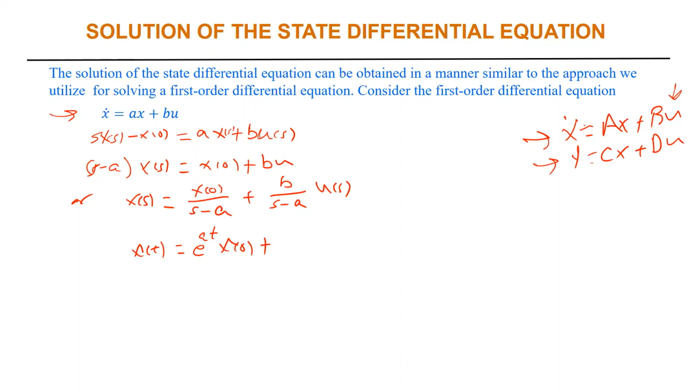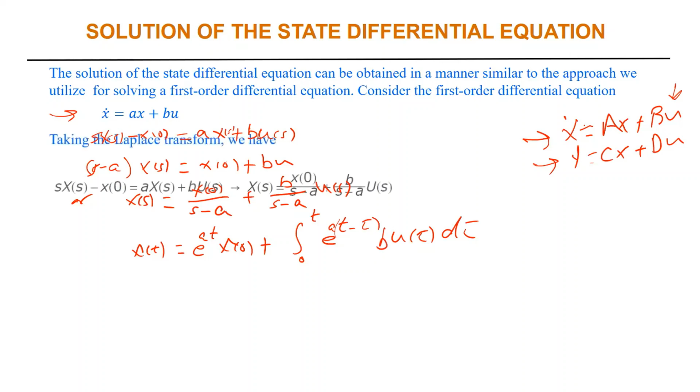But if we don't know it, in the time domain I will take the convolution, which is from 0 to t, e to the power A(t minus tau), U of tau, d tau, times definitely B, the B in here. So basically, we will take the convolution.